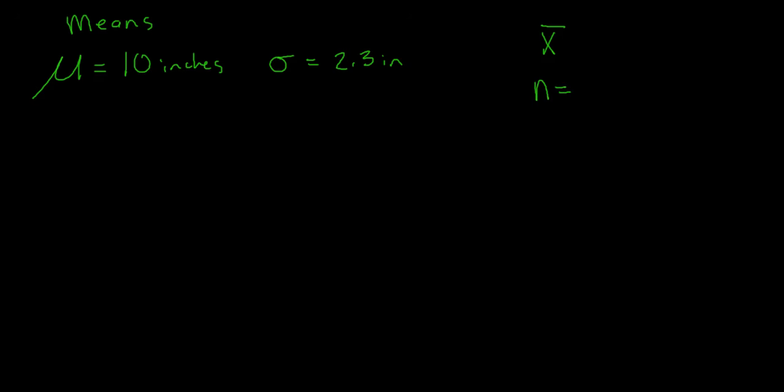And I want to take a sample of 50 fish. And if I take a sample of 50 fish, I'm going to get a sample mean, X bar. Now, am I going to always get 10 inches? Probably not. Why? Because samples vary. So this sample does need to be random, so that has to be true.